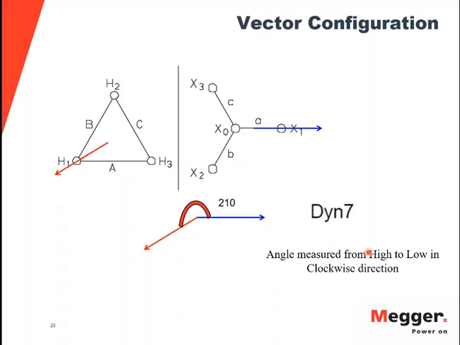So, as I said, it is very important to pick the right vector configuration. So you would look at the nameplate, enter the correct values of the voltages, as well as pick the right vector diagram before you start your turns ratio test.